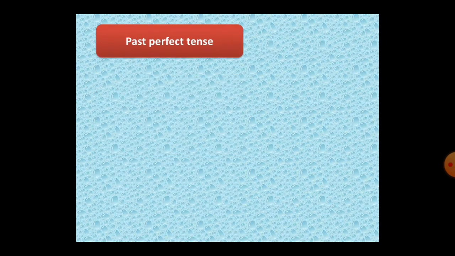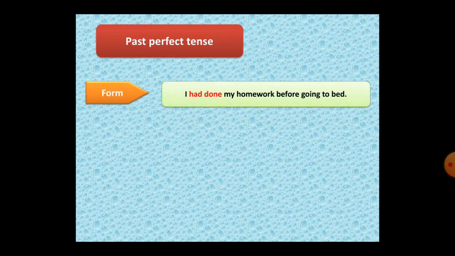Here is the past perfect tense. The past perfect consists of had plus past participle. As you see, I had done my homework before going to bed. Actually, when we talk about the past perfect, we are talking about an action which preceded another action in the past, or an action which was complete before a specific point in the past.